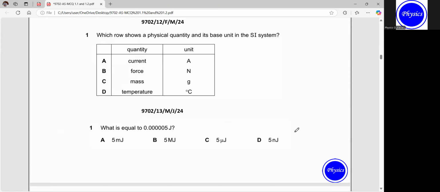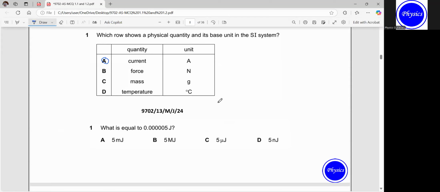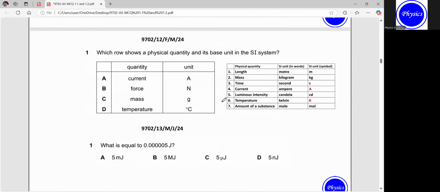Which row shows a physical quantity and its base unit in the SI system? So it must be a physical quantity. It must be a base unit in the SI system. The unit should represent the SI system. So here, obviously, it is A. Current, ampere. So you need to have this table in your mind.